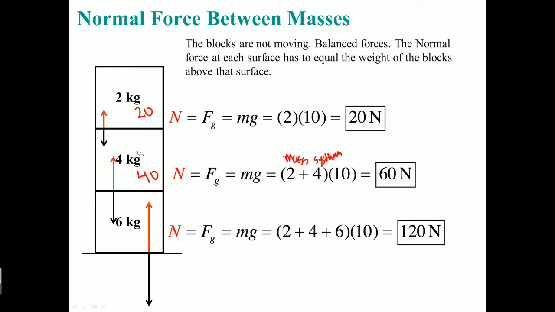So it's 2 plus 4 plus 6 together, times 10, and that gets you 120 newtons. Because by itself, this was 60 newtons, so together, they're all together. You have the 2 kilograms plus the 4 kilograms plus the 6 kilograms, which is 12 kilograms, and multiply that by 10, that gets you the normal force, or the force of gravity, of 120 newtons.